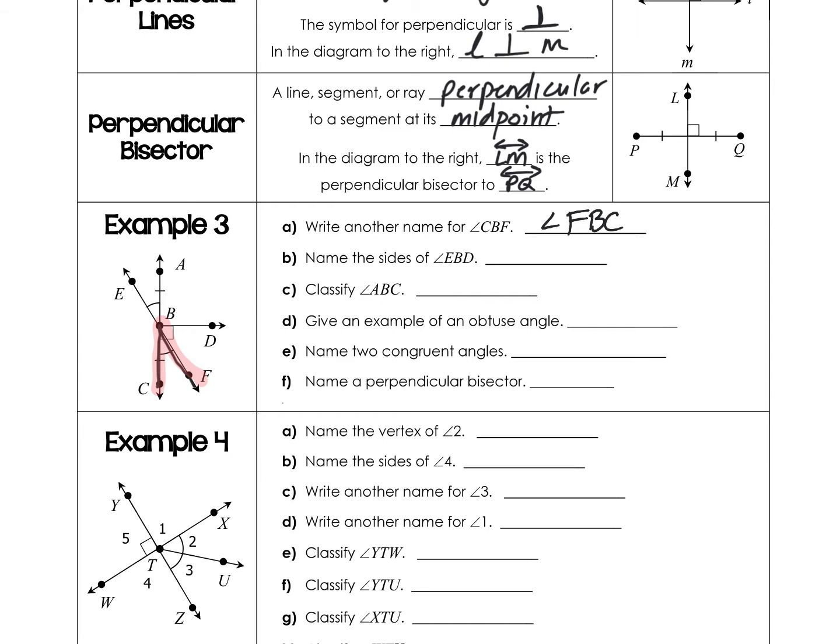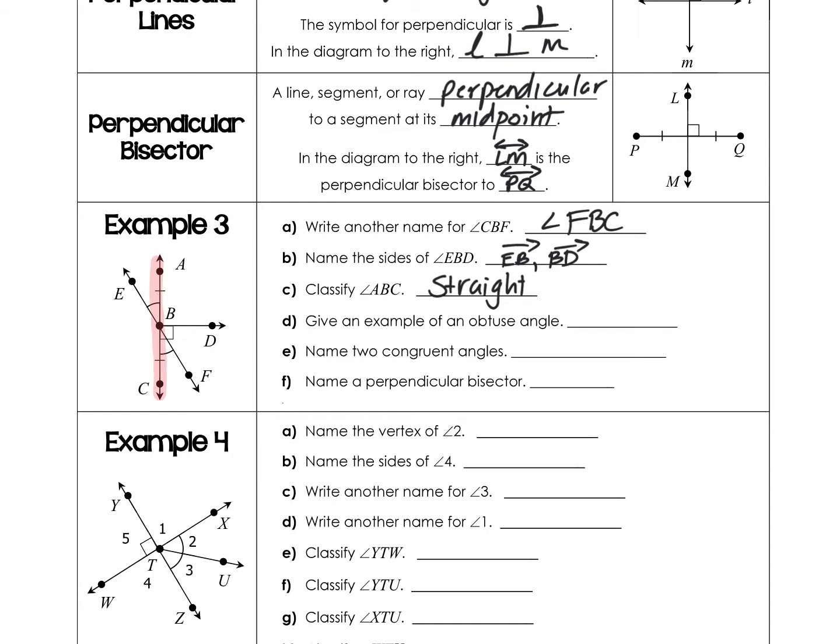Name the sides of angle EBD. The sides of angle EBD are, let's see, we have ray EB and we have ray BD. Classify angle ABC. Angle ABC is a straight line, which means that is a straight angle.